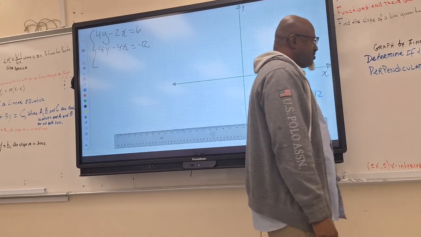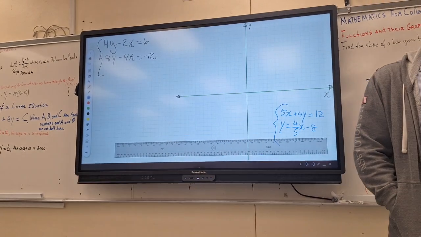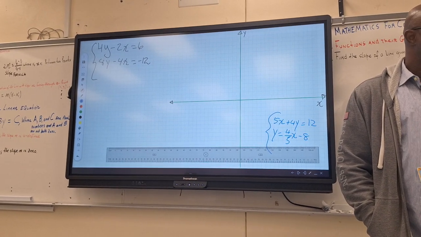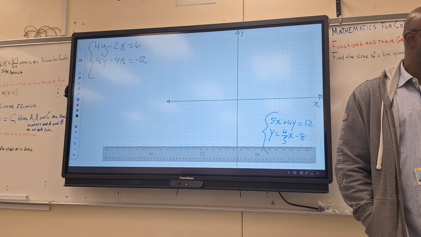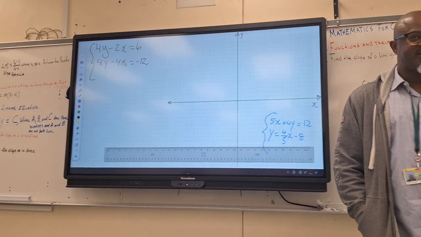Third possible, find the x and y-intercept. Either you solve for x, that's your x-intercept, or you solve for y, that's your y-intercept. So when you solve for y, you get two things: your slope and your y-intercept.